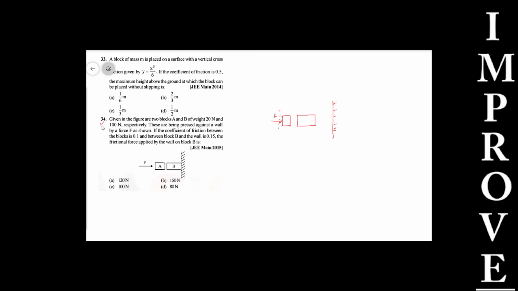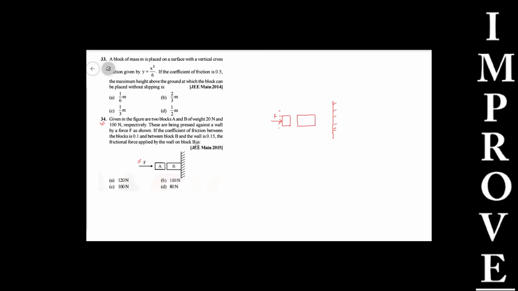Okay, moving on. Given in the figure are two blocks A and B of weight 20 newtons and 100 newtons respectively. These are being pressed against a wall by a force F as shown. So this force is unknown. If the coefficient of friction between the blocks is 0.1, and between block B and the wall is 0.15, the frictional force applied by the wall on block B is?